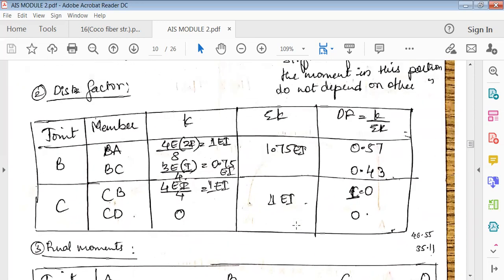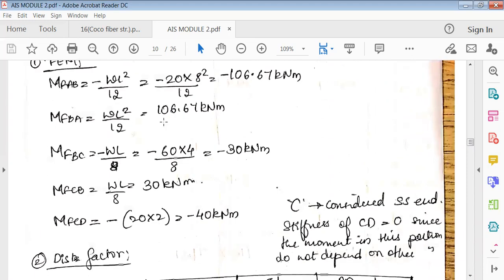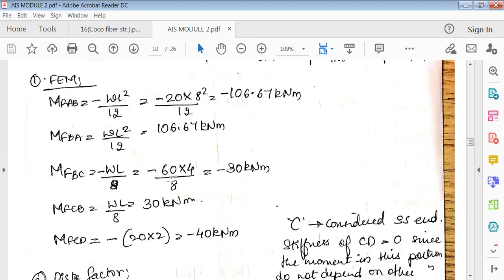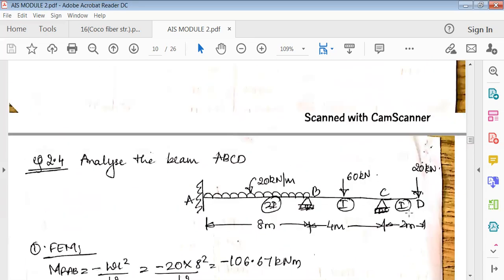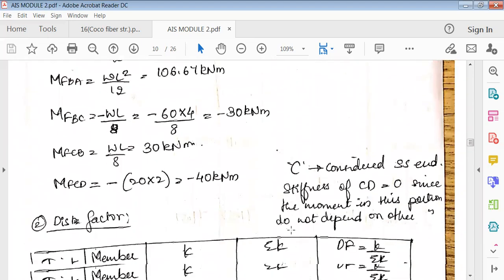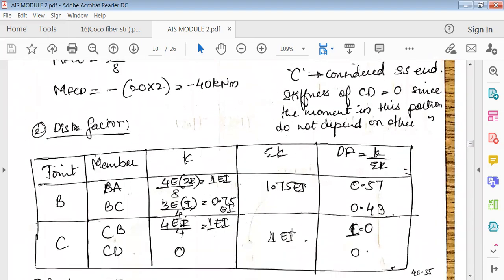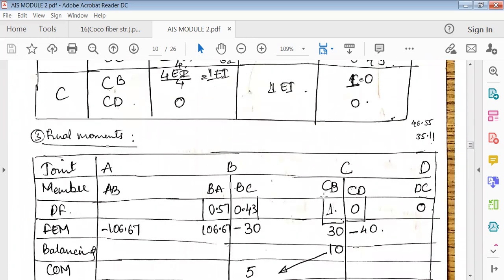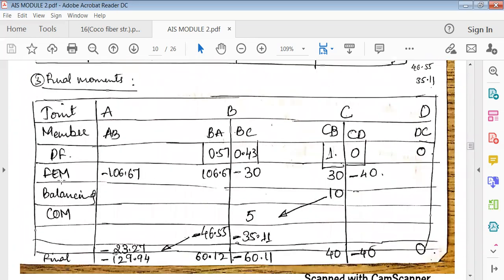Next is fixed end moments. We have already calculated all the fixed end moments here. AB, BA, BC, CB, and CD also. So FCD is equal to minus force into its perpendicular distance. At this portion, FCD is force into its perpendicular distance. Okay. All right. Now, once you write this, so this is fixed end moments we have written here. All right.